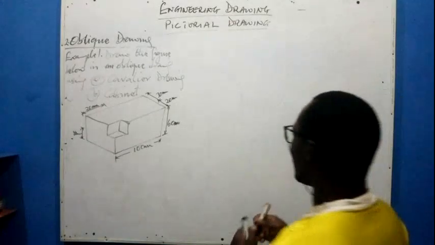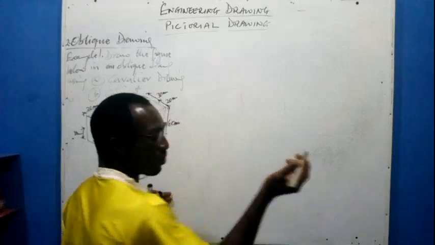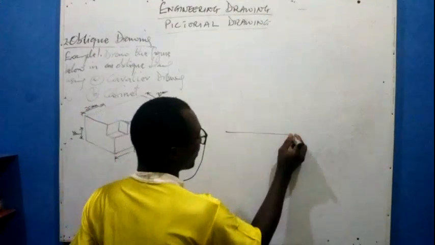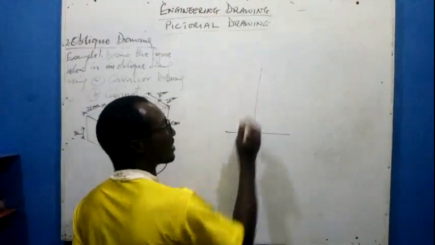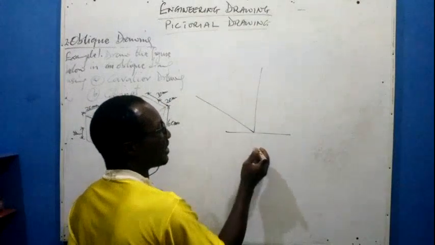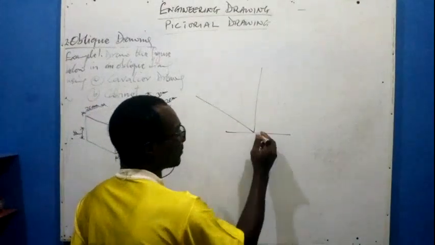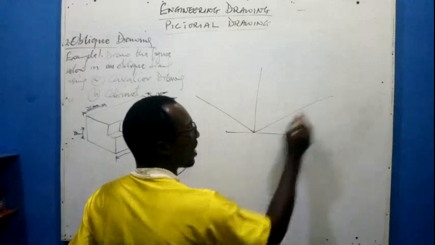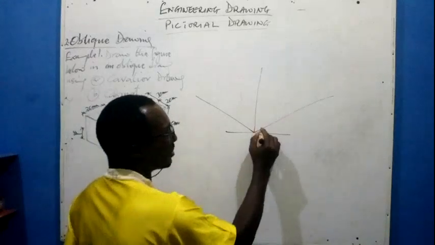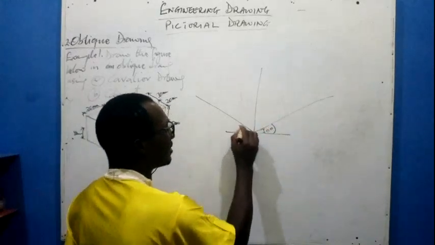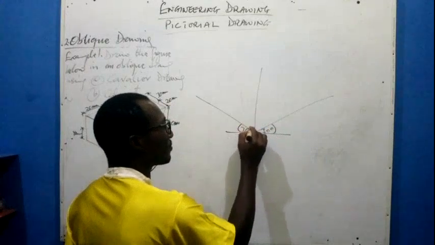Now, when you pick the isometric, you see that the isometric has this form: the vertical section, and we have the left inclined line or receding line. Then we have the right hand side, and it forms an angle of 30 degrees each.